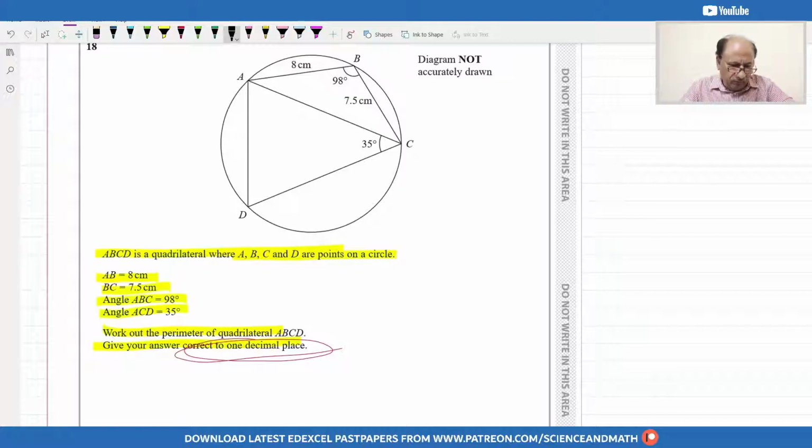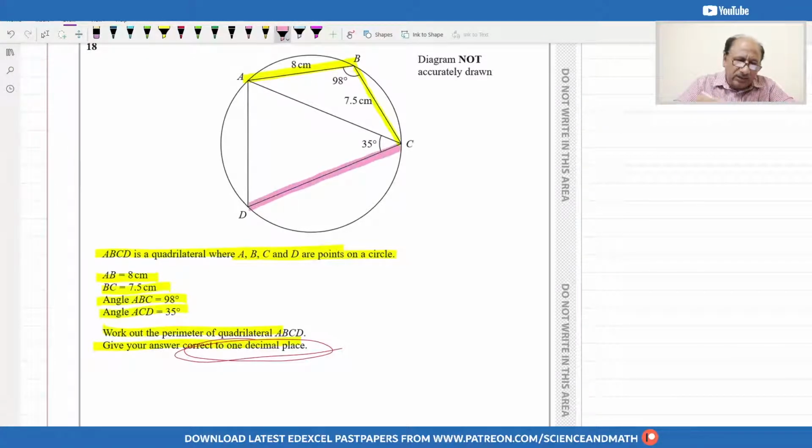So how will we find the perimeter? To find the perimeter, basically we have only this side, which is 8 centimeters. We need all the other sides. This side is also 7.5, so we require two more sides.